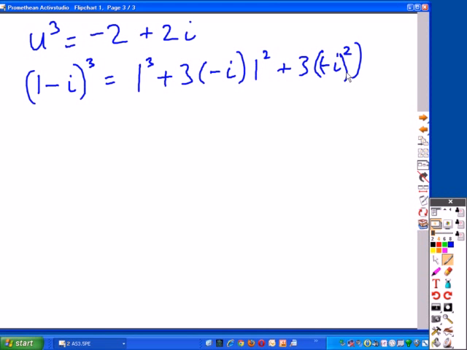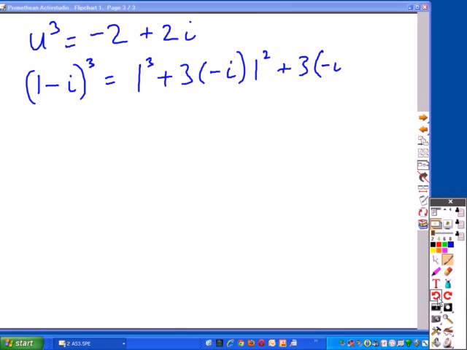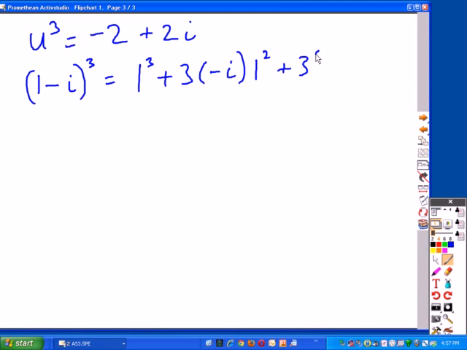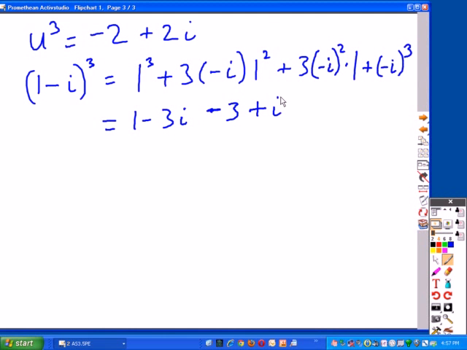There should be another parenthesis around that, so let's get rid of that mess. 3 times negative i squared times 1 plus negative i cubed. So we keep using that same idea with the binomial theorem for cubing a binomial. This becomes 1 minus 3i minus, because if we take i and square it, we get negative 1. So that's going to turn out to be minus 3. And then, if we take i and cube it, we get minus 1 times negative i gives me plus i.